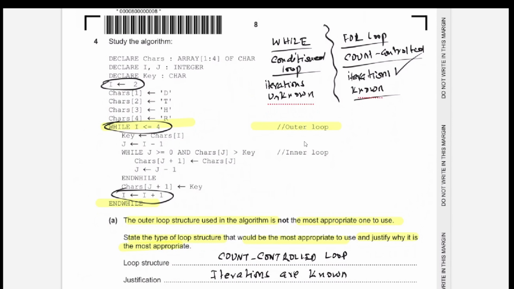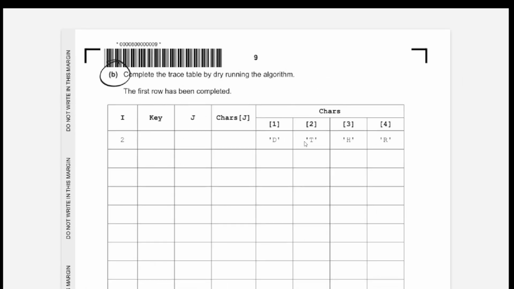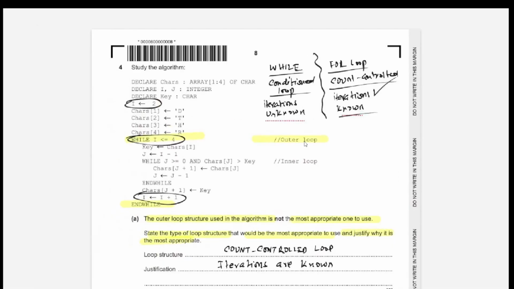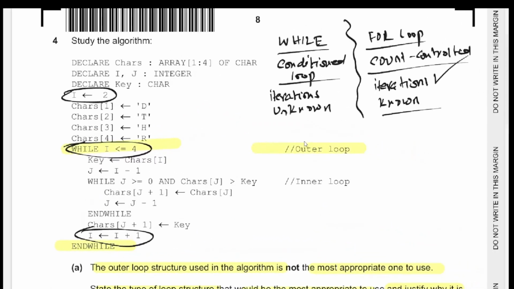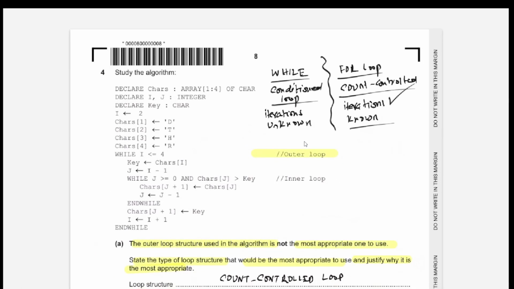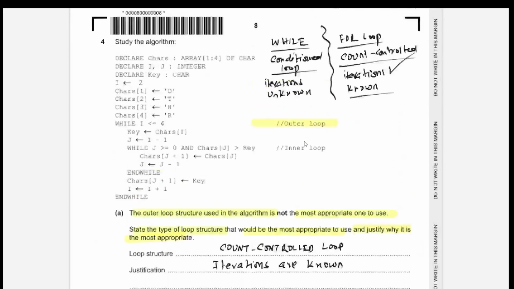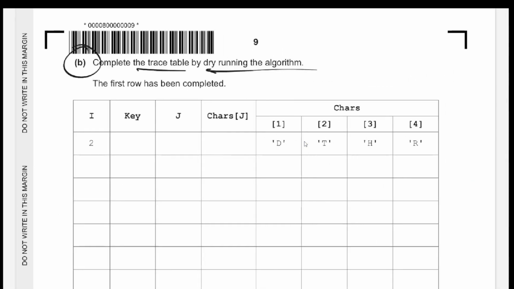All right. Part B. Complete the trace table by dry running the algorithm. Now we have to do the job of the trace table. Trace table means we have to run this code. This is a very important and good question that came in your AS Paper 2, June 2025. We have to do the dry run on it. So how can we do this?